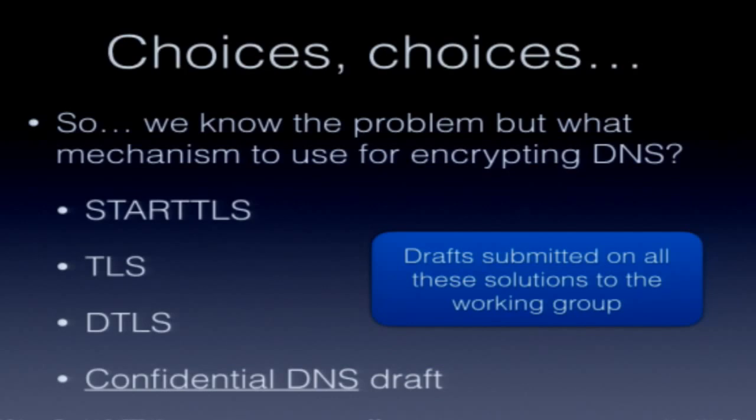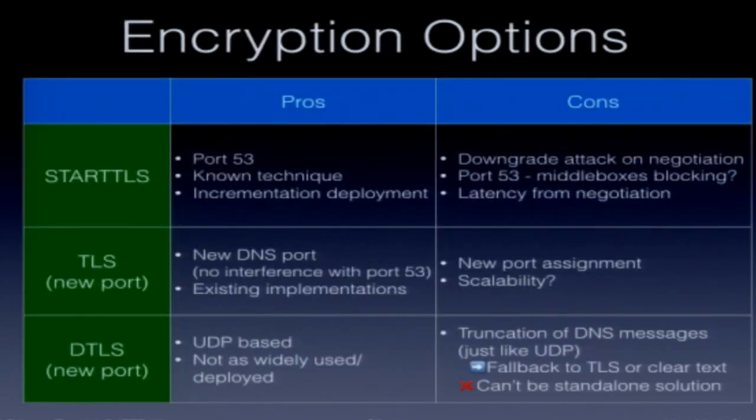So having established the problem, we now start looking at solutions. And there were various ones that could have been looked at. Some of the well-known technologies, some DNS-specific solutions were offered as well, and drafts on all of these came forward to the working group at the time. The ones that got really serious consideration were these three. STARTTLS initially seemed very attractive. It could be done on port 53. It could be incrementally deployed. It was a known technique.